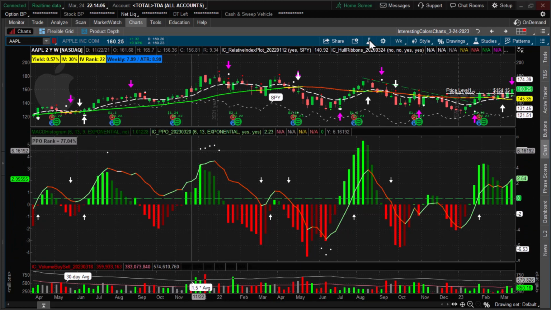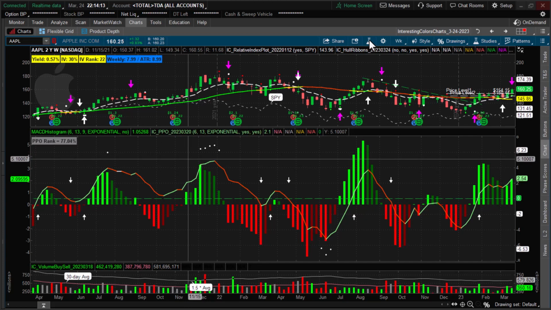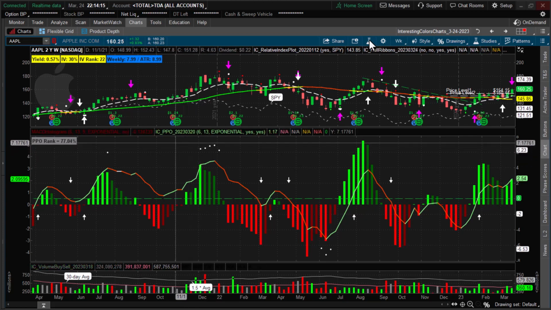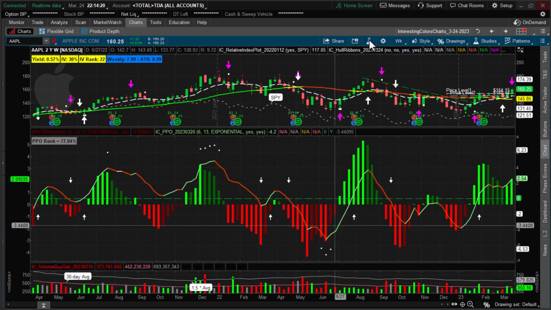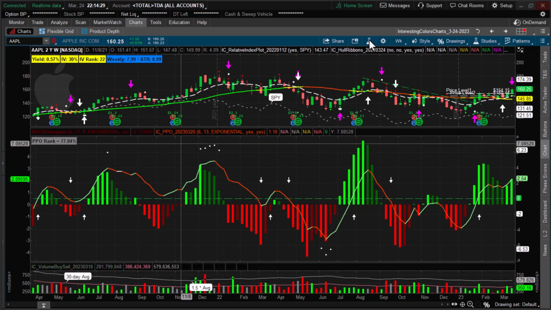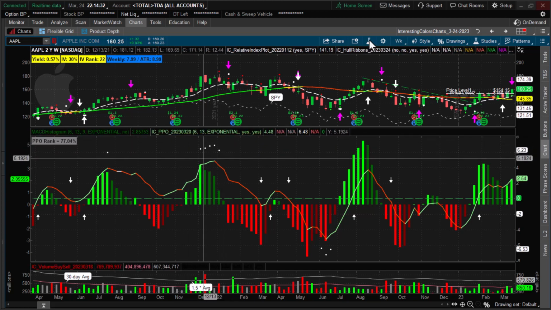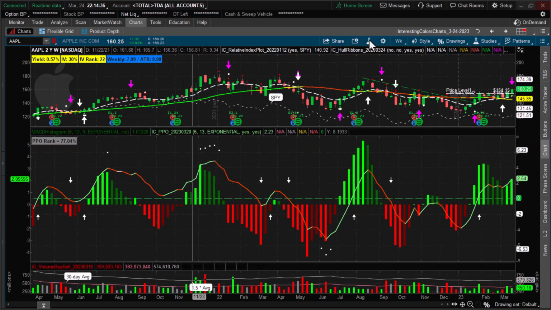So whenever you see a white dot, if it's on the top side, it means that the PPO is in the upper 90th percentile, or if it's on the bottom side of the chart, you're less than the 10th percentile. So it kind of means it's oversold, but what it really means is the stock is very healthy. It's very healthy going up, or it's really under attack.